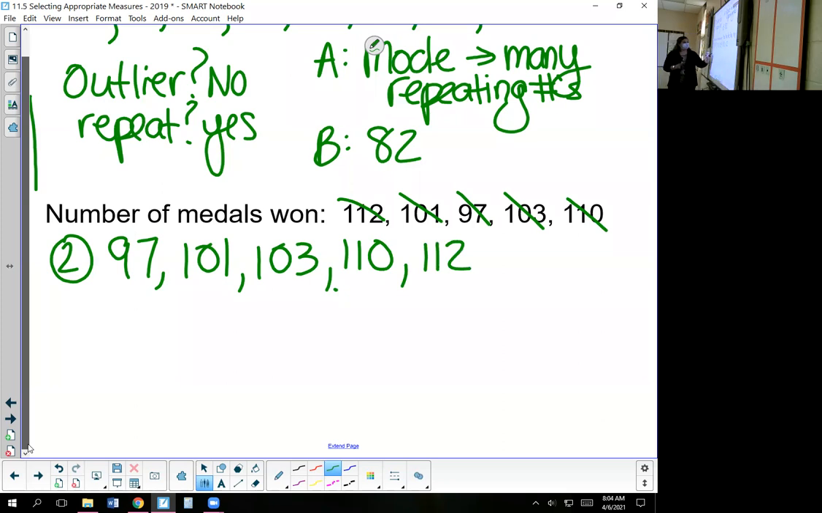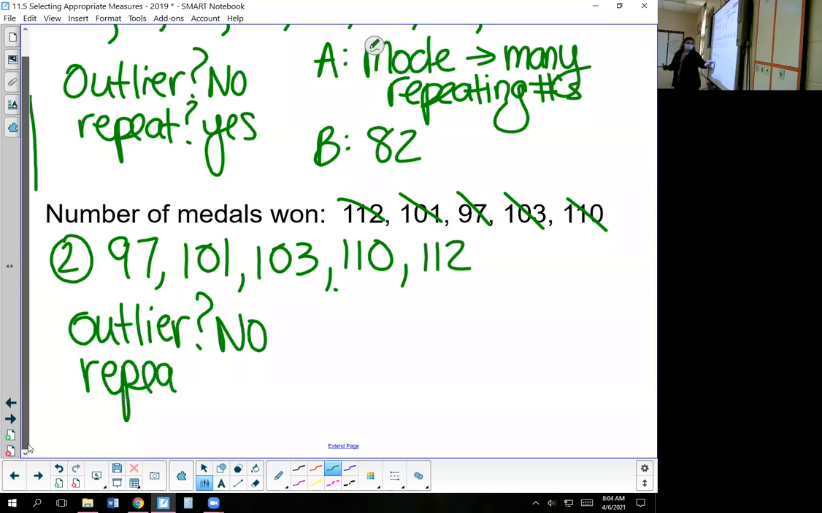All right. First thing we ask ourselves, do I have any outliers? That means a number that is extreme, doesn't belong with the rest. Do we have an outlier? They're all pretty close, right? No. Okay, we don't have an outlier. Do I have anything that repeats? Any of my numbers repeating? No. Okay, so since I don't have any repeating numbers, I can't choose mode.